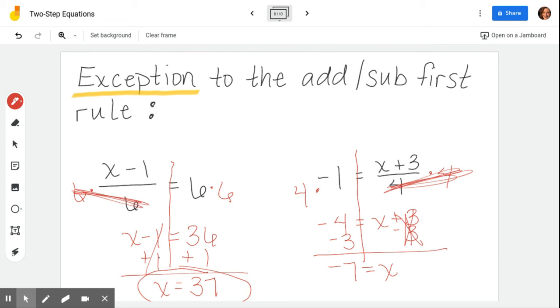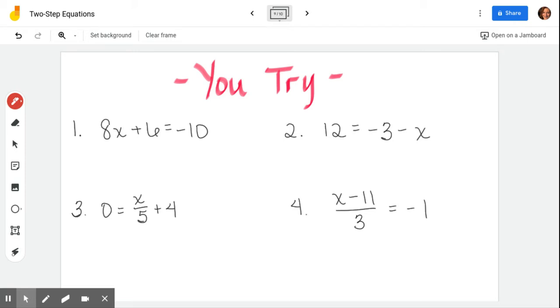Let's double check. So over here on the right, that would be negative 7 plus 3. That's negative 4. Negative 4 divided by 4. Yep, negative 1. Oh, man, I'm so mad at myself for doing that.